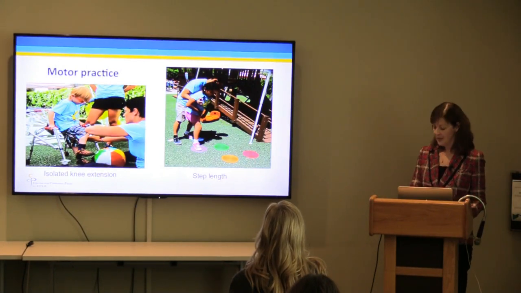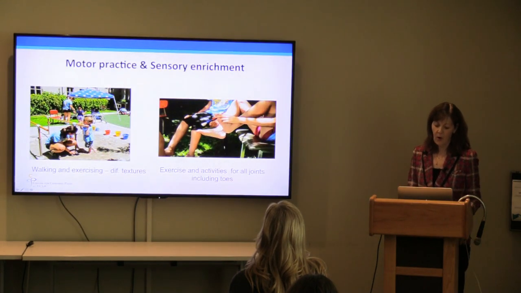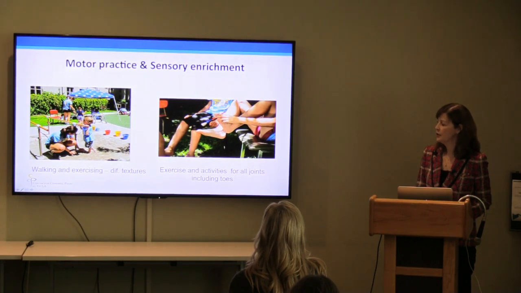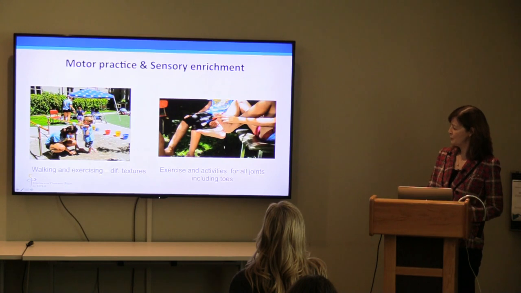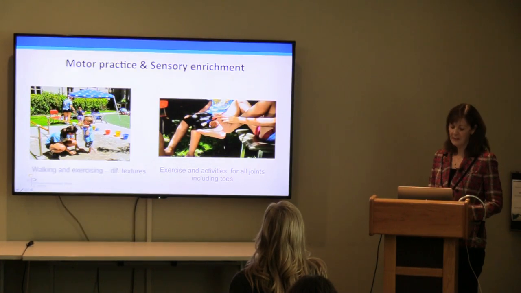We did motor practice. So the child here on the left, we're trying to get him to practice extending that knee while holding the hip still and kicking a ball. And here we're working on increasing step length. Walk and exercise on different kinds of textures. Some of the children very much disliked walking in sand or grass or any kind of different texture when we first started. And then we also exercised all joints, including the toes. I really hadn't performed a lot of toe exercise with children before, but we're doing fun activities like trying to paint with a paintbrush with your toes. So we did silly things as well.